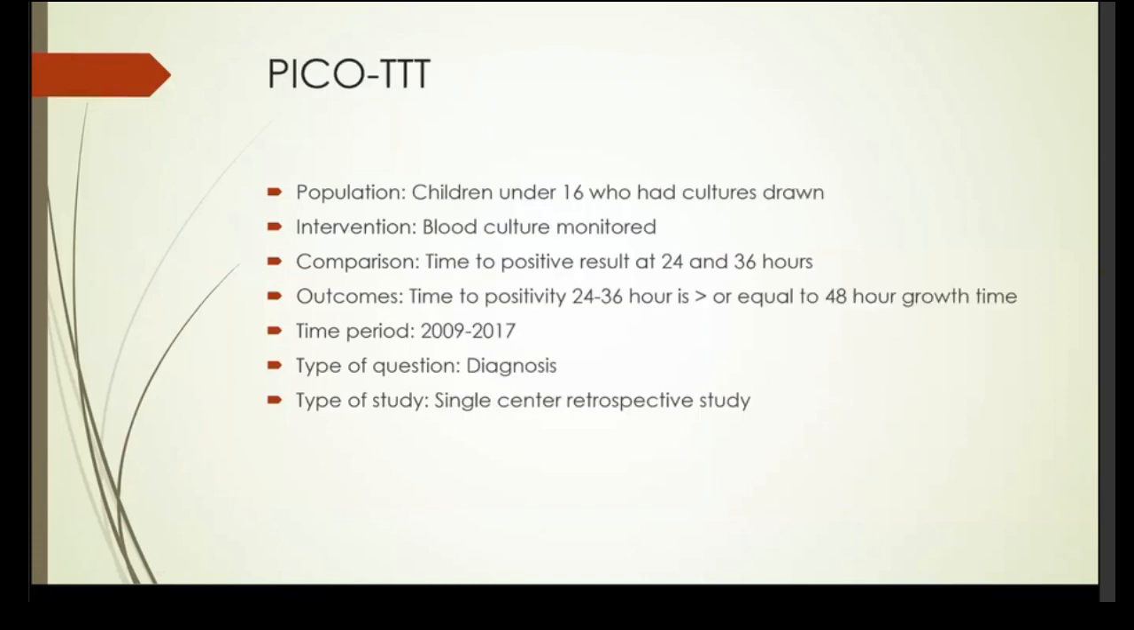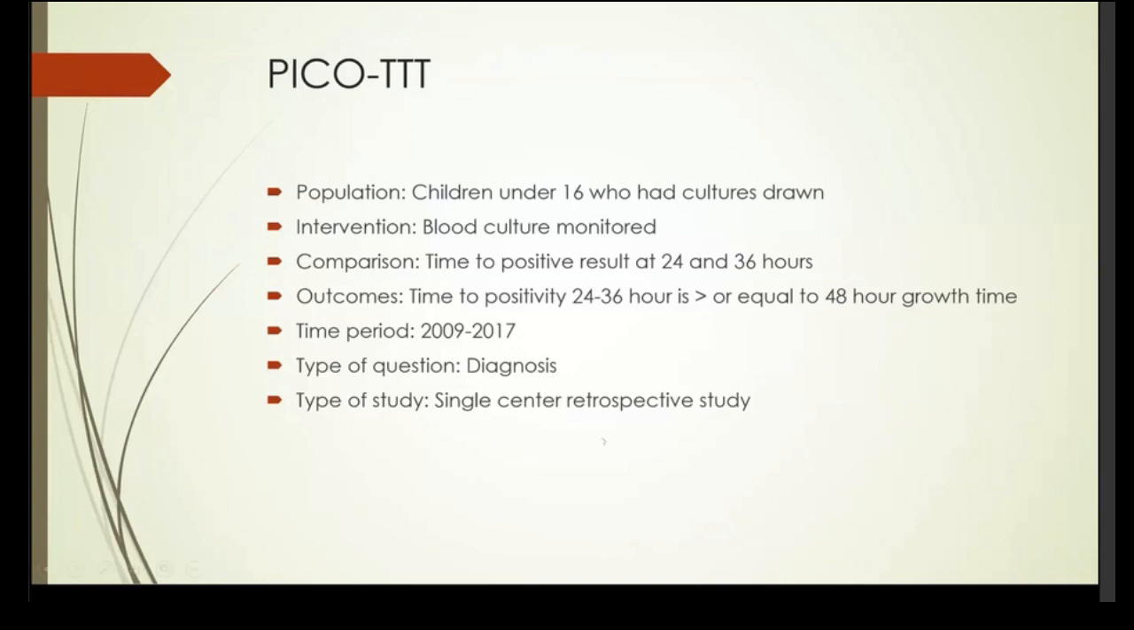Population: this study looked at those who had cultures drawn under 16, otherwise well appearing. The intervention was monitoring those blood cultures, comparing the time to positive results at different time intervals. The outcome was when those cultures became positive. It analyzed over an 8-year period from 2009 to 2017, trying to diagnose bacteremia, and it was a single center retrospective study.